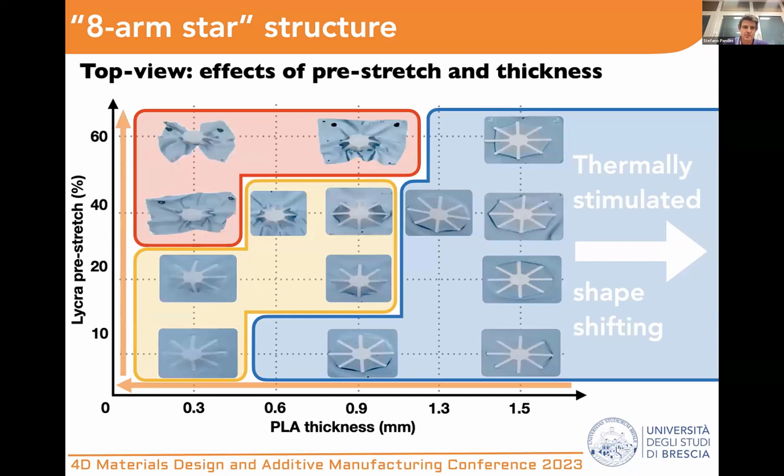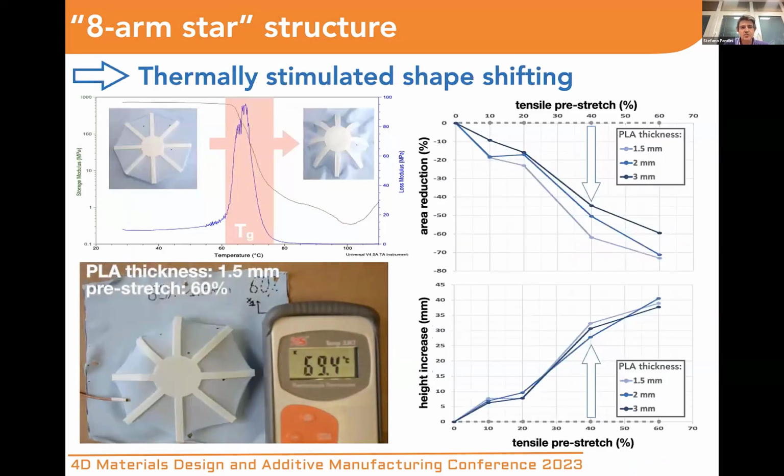surface by thermal stimulus. And this was done because by heating PLA above its glass transition temperature, a significant reduction of the PLA stiffness to a value of about a few megapascal changes the equilibrium condition between the textile and the PLA and activates the shape shifting.